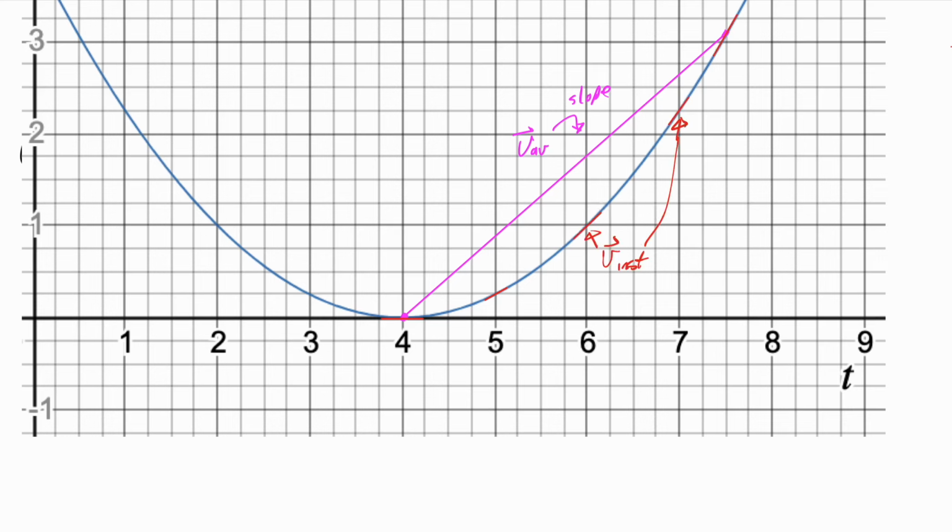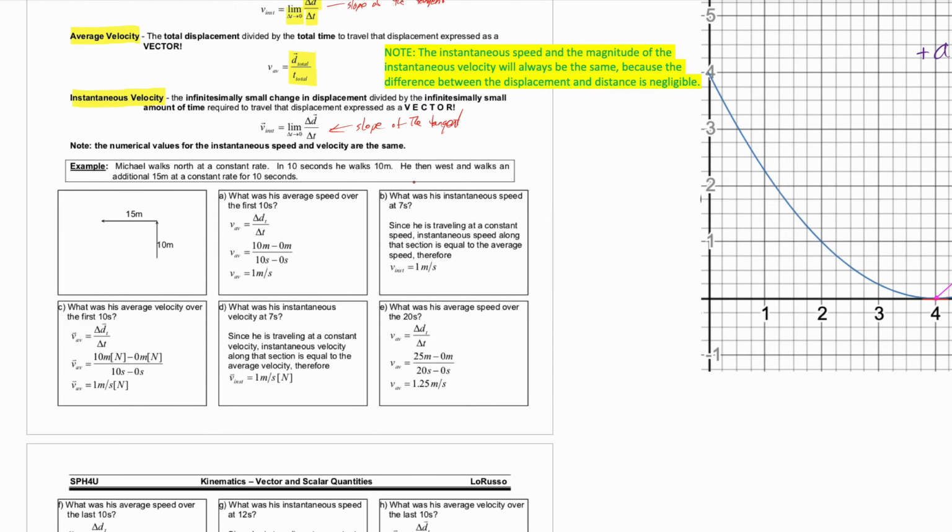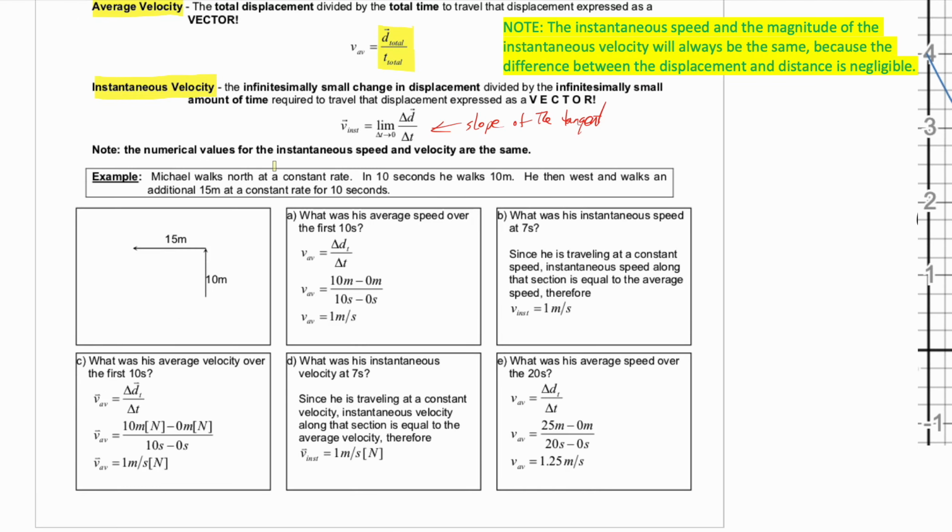So these are your instantaneous velocities. Those are the slopes of the tangents at any given point, where the average is your total displacement over the total time. So what happens when we start to turn? Okay, so let's take a look at this example.